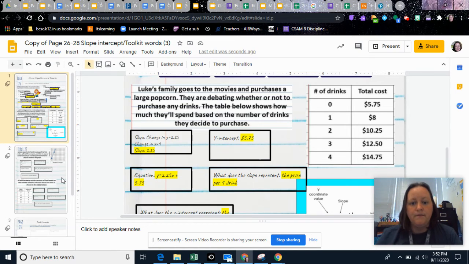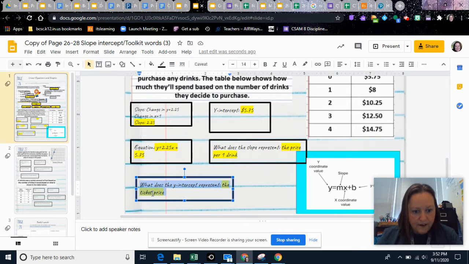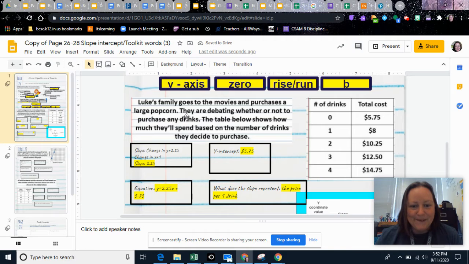So Luke's family goes to the movies and purchases a large popcorn. They are, you know what? I am wrong here. Ignore me. Okay, so they purchase a large popcorn and then they're debating on whether or not to purchase any drinks. The table below shows how much they'll spend based on the number of drinks that they decide to purchase. So if they buy 0 drinks, it costs $5.75. One drink is $8, two is $10.25, and so on. So you are going to fill in these little blocks.